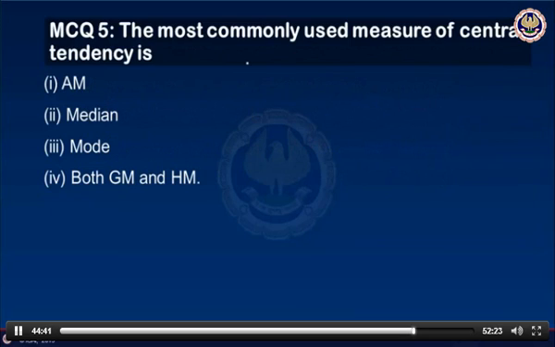The most commonly used measure of central tendency is: first, AM; second, median; third, mode; fourth, both GM and HM. The correct answer is AM.